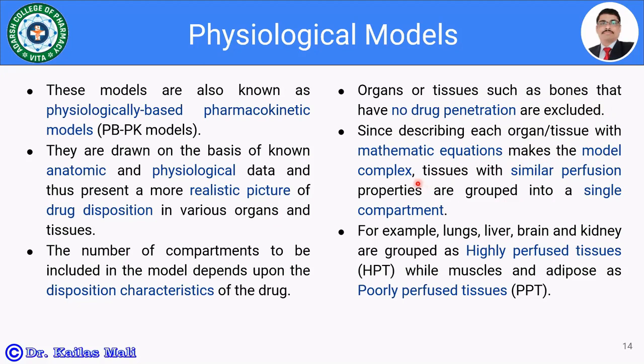Describing each organ or tissue with a mathematical equation makes the model very complex. Here, as there is involvement of compartments, and we are again using rate constants along with blood flow, the mathematical equations become complex. So tissues with similar perfusion properties are grouped into a single compartment. For example, highly perfused tissue and poorly perfused tissue. Highly perfused tissues like lung, liver, brain, and kidney are grouped as one, and poorly perfused tissues like muscles and adipose tissues are grouped as one.